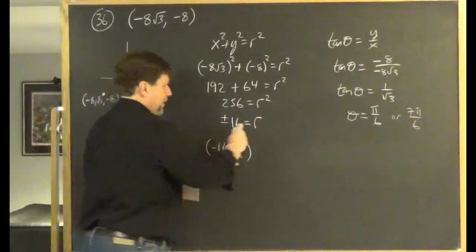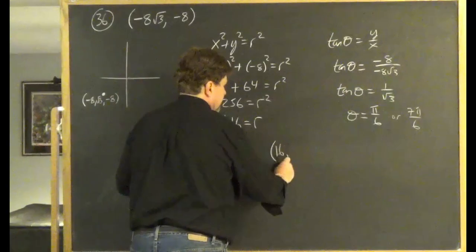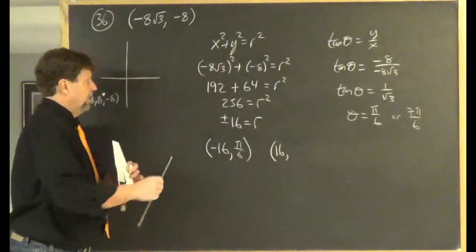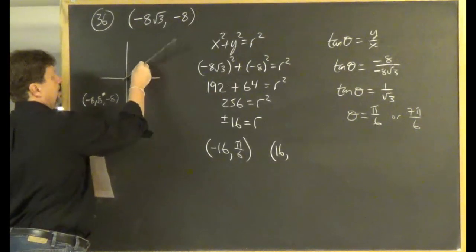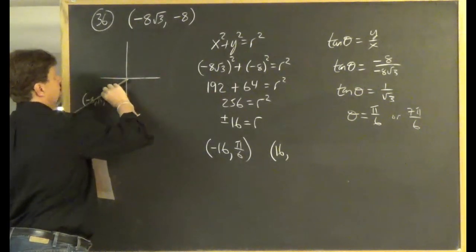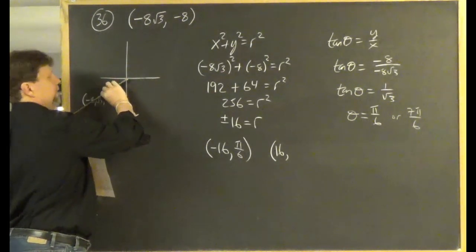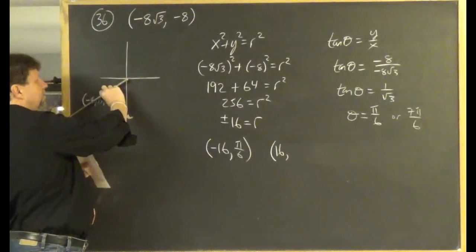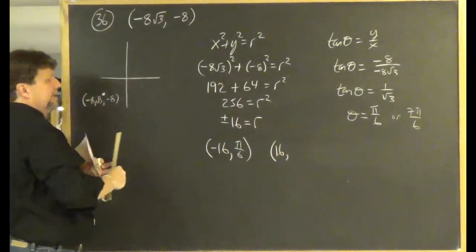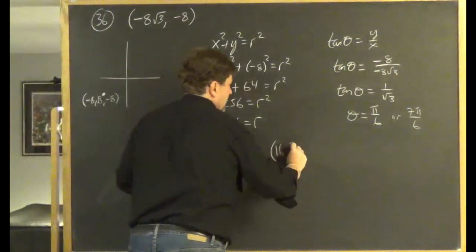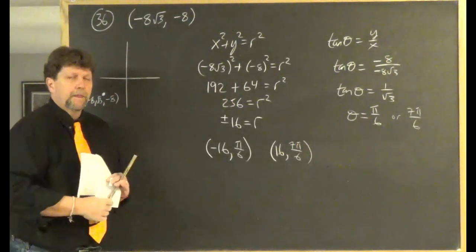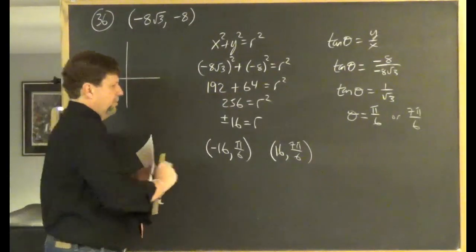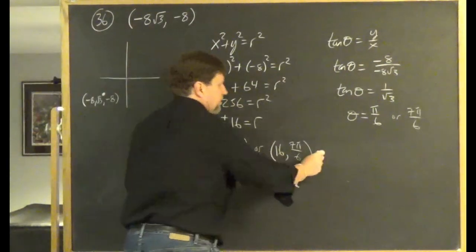Well, what if I wanted to use a positive 16? That would be my polar axis getting rotated to 7 pi over 6. Then I would use a positive r to come along the polar axis to get me to that point. So that's 7 pi over 6. Or, yeah, I'll put an or in here. And then let me put an or here.